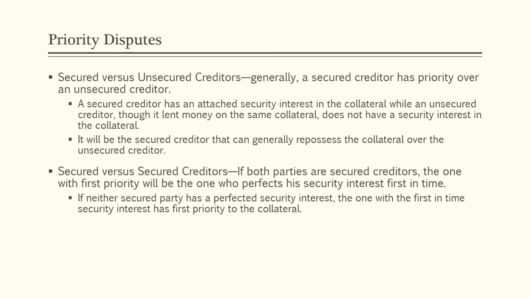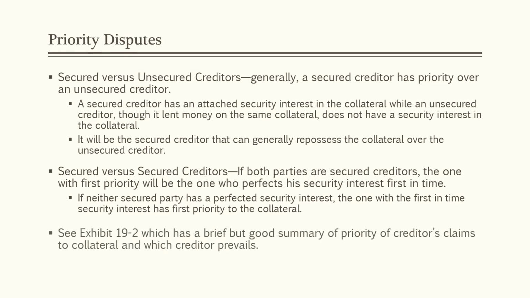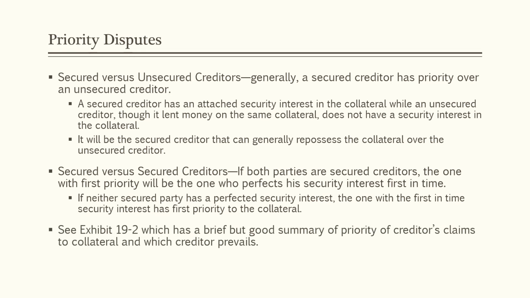Then there are secured versus secured creditors. If both parties are secured creditors, the one with first priority will be the one who perfects his security interest first in time. That's a race to the courthouse, or should I say a race to the Secretary of State's office. If neither secured party has a perfected security interest, but they both have a security interest, the one with the first in time security interest has first priority to the collateral. Again, if you are first in time, you are first in the lunch line to get paid. You can look at Exhibit 19-2, which has a brief but good summary of priority of creditors' claims to collateral and which creditor generally prevails.